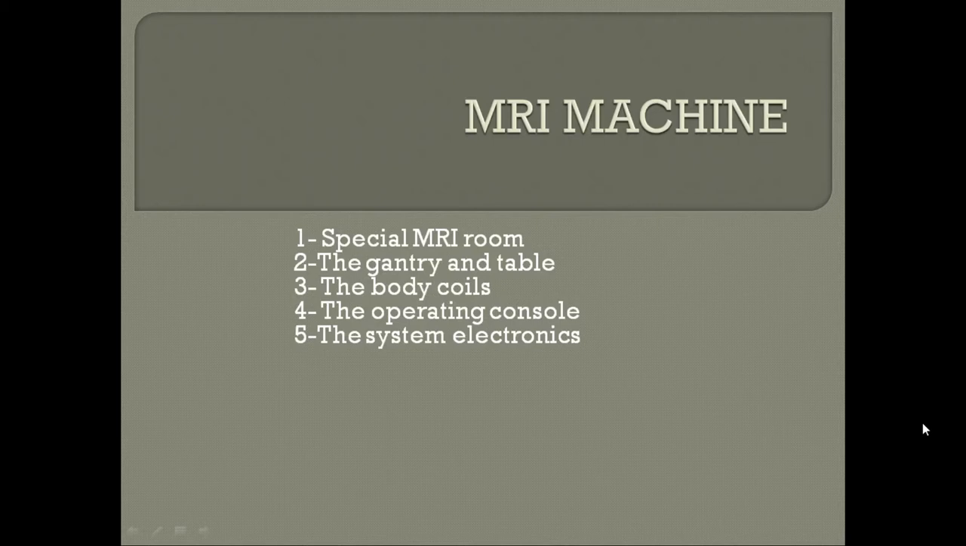Today we are going to study the basic structure and hardware of a magnetic resonance imaging machine. What are the specifications for its placement and what are the basic system components? Today we are not going to talk about image reconstruction. We are not going to talk about T1, T2, TE, TR. This will be the topic for our next lecture inshallah.